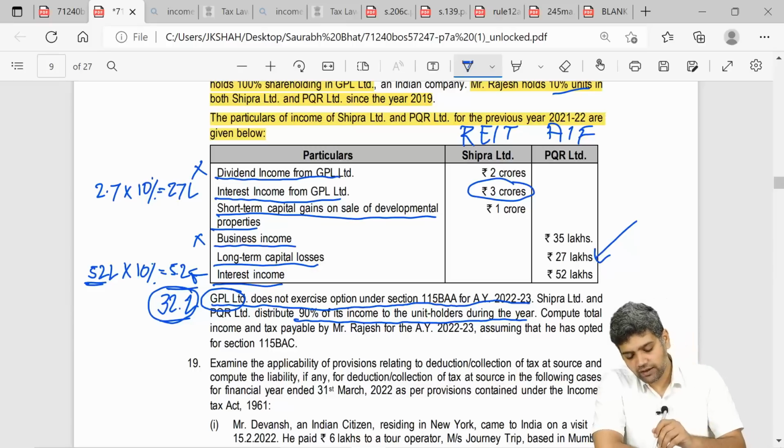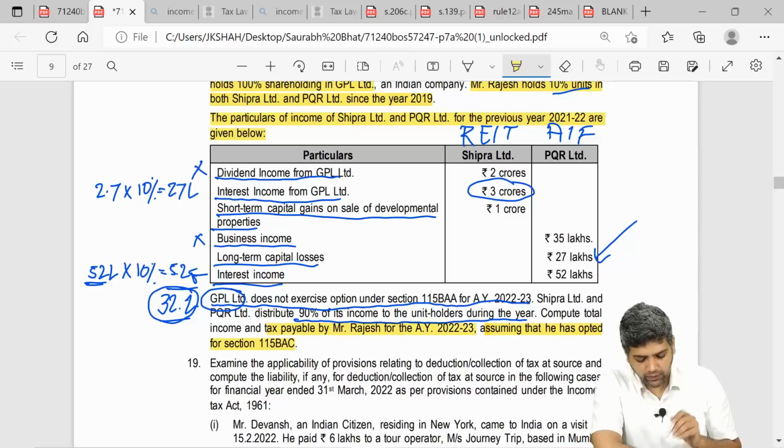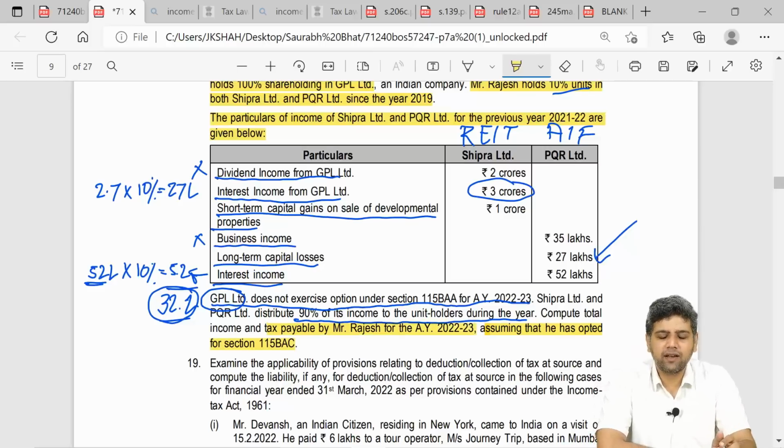32,20,000. Further in the question, they tell me that he has opted for 115 BAC and you are required to calculate the tax. That's really simple one, because all that you need to apply is the rates given in 115 BAC. No surcharge would be added because the total income does not exceed 50 lakhs. Mr. Rajesh is an individual, so no surcharge to be added, and on the total of tax you will add 4% education cess.